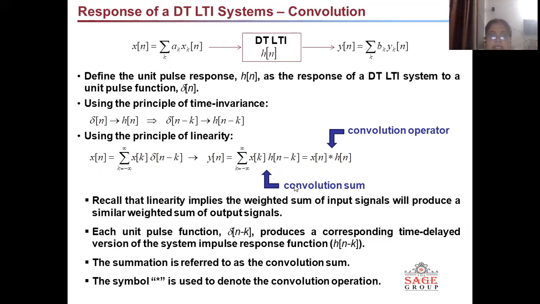Now we can say that linearity implies that a weighted sum of the input signals produces a similar weighted sum of the output signals. Each unit pulse function, that is delta[n minus k], produces a corresponding time delayed version, that is, the impulse response of the system. The summation is referred to as the convolution sum, and this symbol represents the convolution.